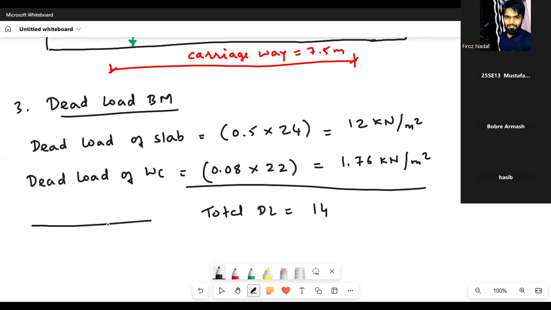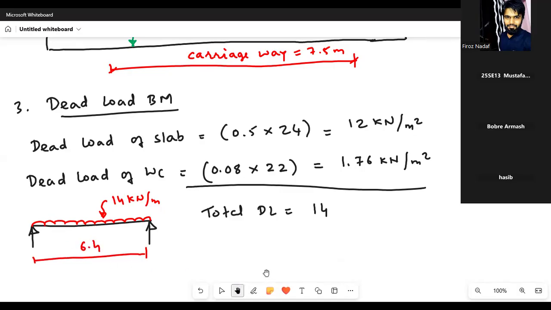This is the simply supported bridge that we have, and the dead load is constant. It is over the entire span. This is 14 kilonewton per meter square. If you are considering 1 meter width of the slab, it will be kilonewton per meter. And the effective span is 6.4.